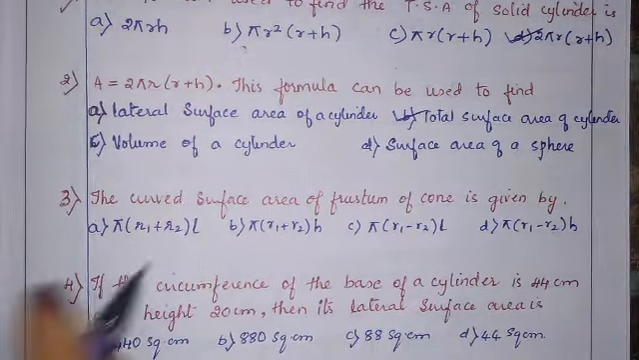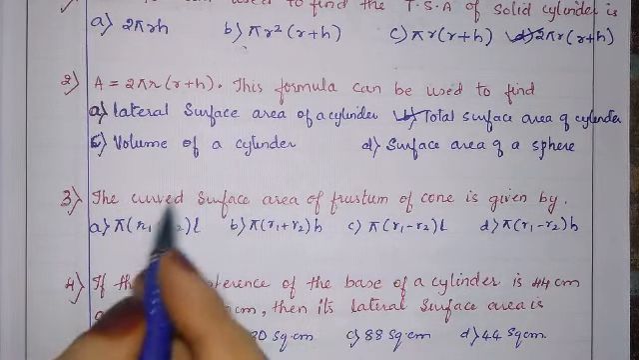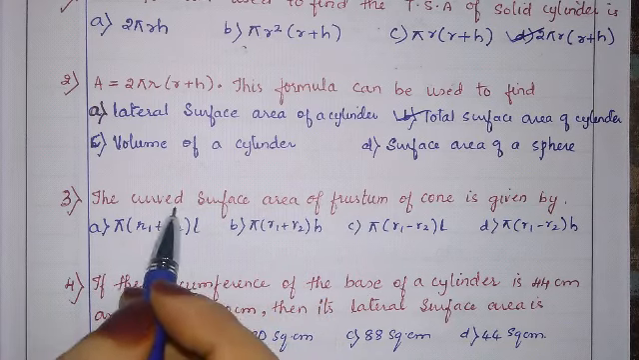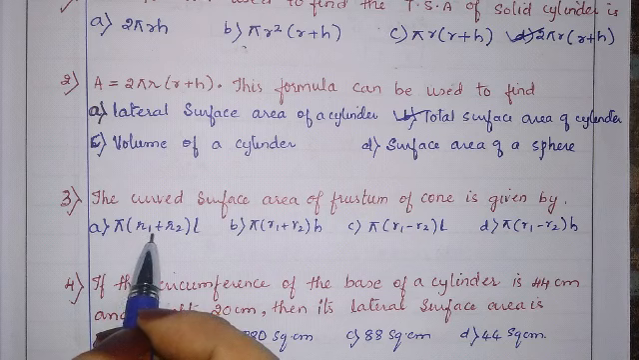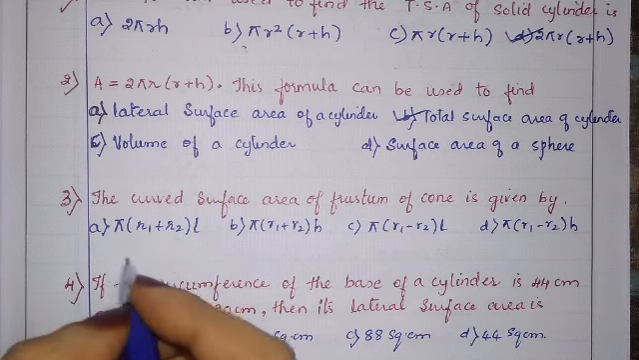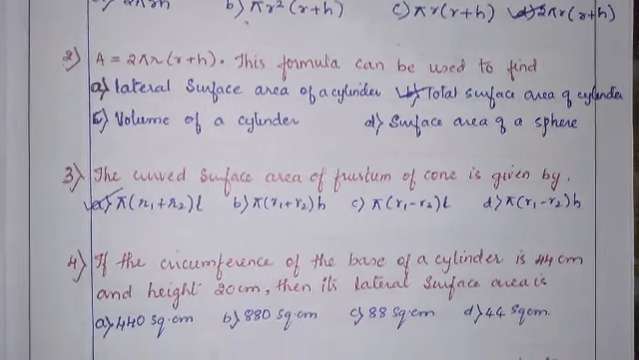Let us see the third question. The curved surface area of frustum of cone is given by, we know that the formula is pi (r1 plus r2) L. Frustum has two radii. Okay.